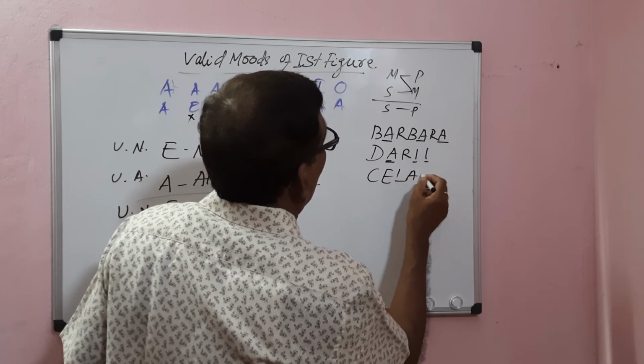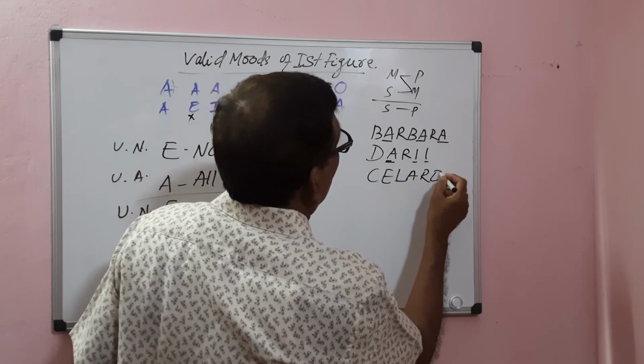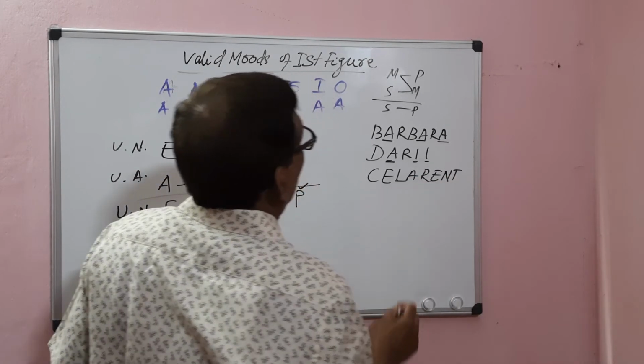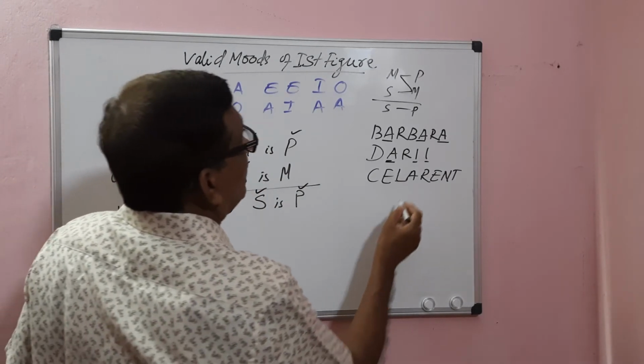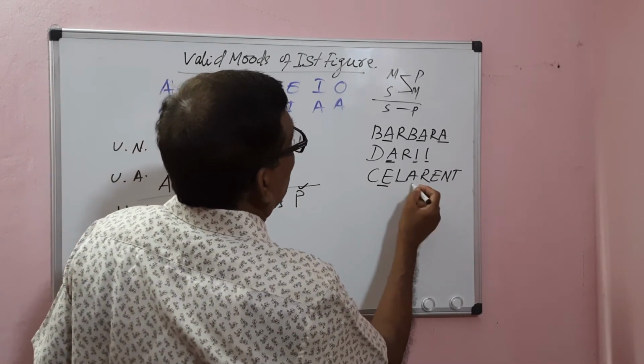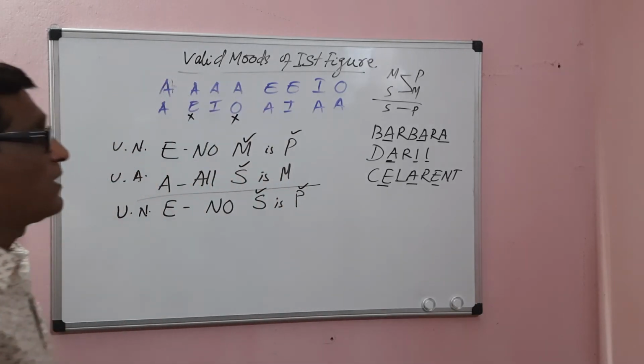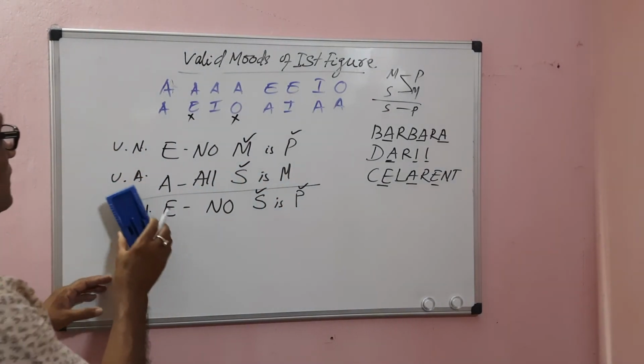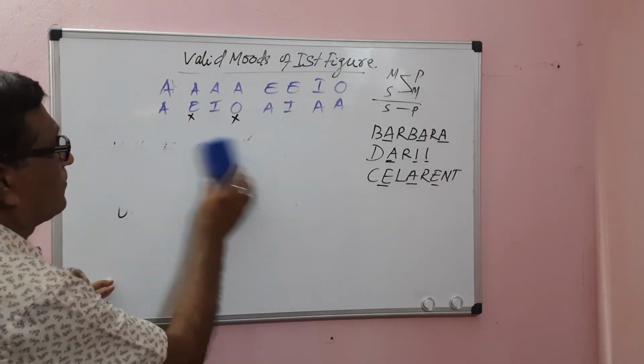Celarent, C-E-L-A-R-E-N-T. E-A-E: major premise, minor premise, conclusion. That is a valid mood in the first figure.